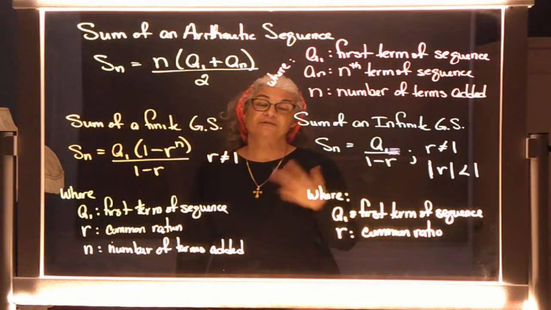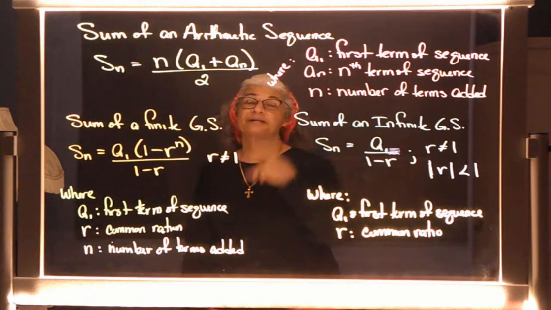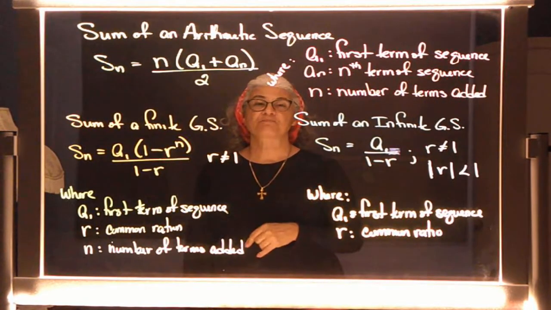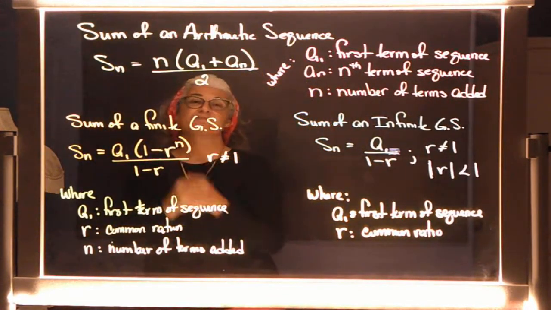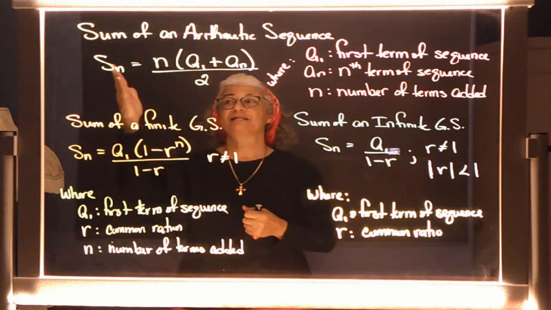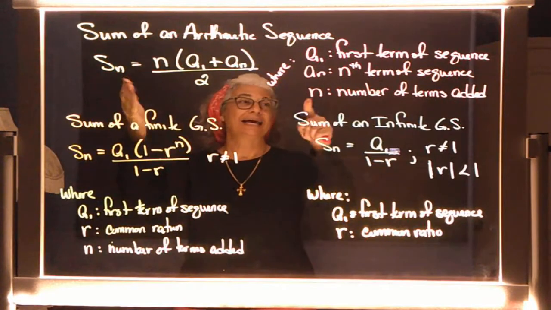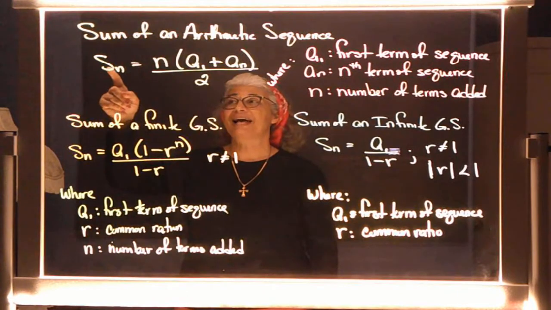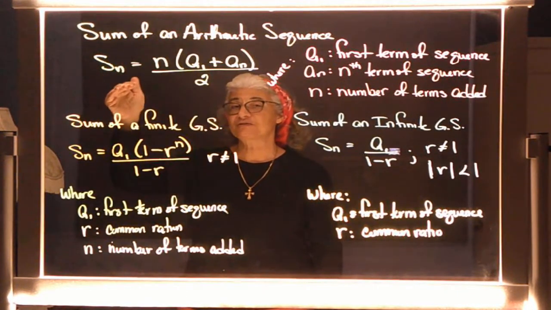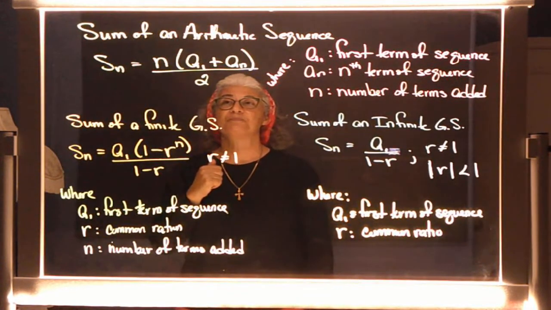Okay, so now I've got three formulas for you in terms of summing either an arithmetic sequence or a geometric sequence. So let's look at the formula for an arithmetic sequence. The formula looks like this. To find the sum of n terms, n is the number of terms you're adding. So if you're adding 52 terms, then S sub 52 would mean the sum of the first 52 terms. So n in that case would be 52.